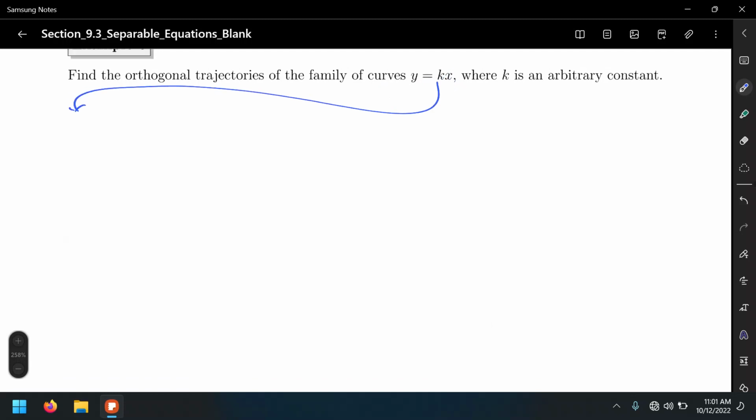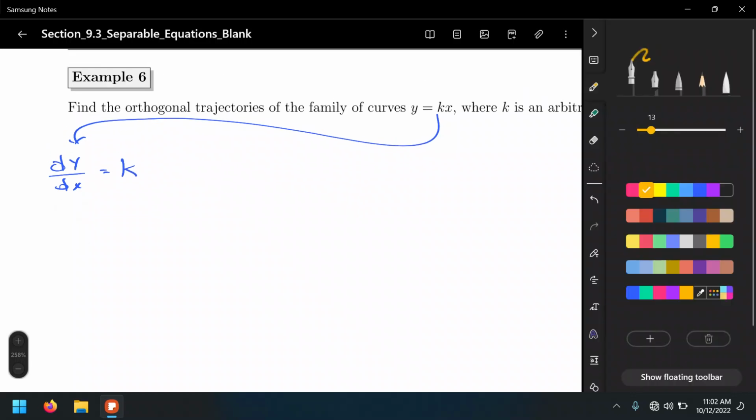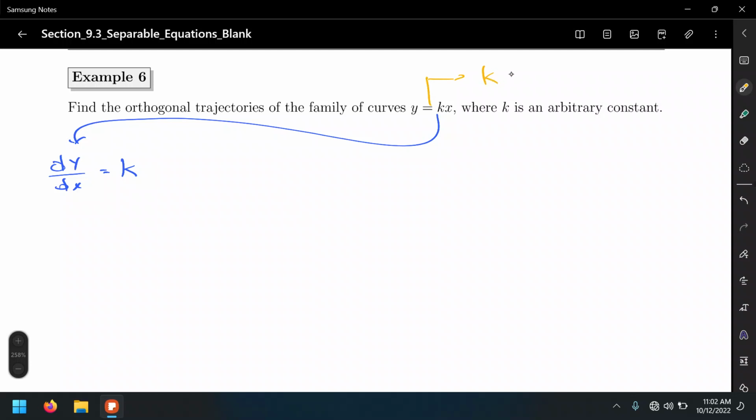So k, again, is just an arbitrary constant that describes the slope in this case. Okay, so let's get started by taking the derivative of the function. The derivative of y equals kx is just dy dx equals k times the derivative of x, which is just 1, that's just k. So that's it for the derivative, and because we want to go back and find the family of orthogonal trajectories, that's going to be in terms of x and y, not in terms of k. So what we have to do here is solve for k in terms of y and x. So that's y over x.